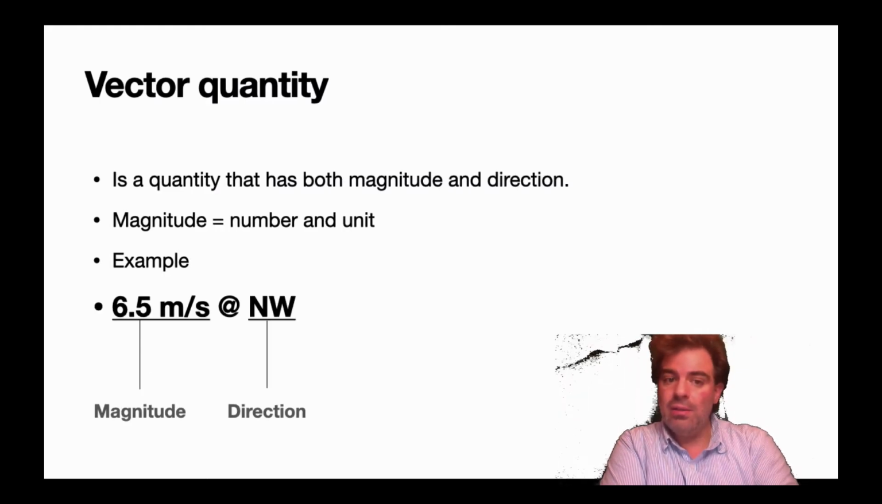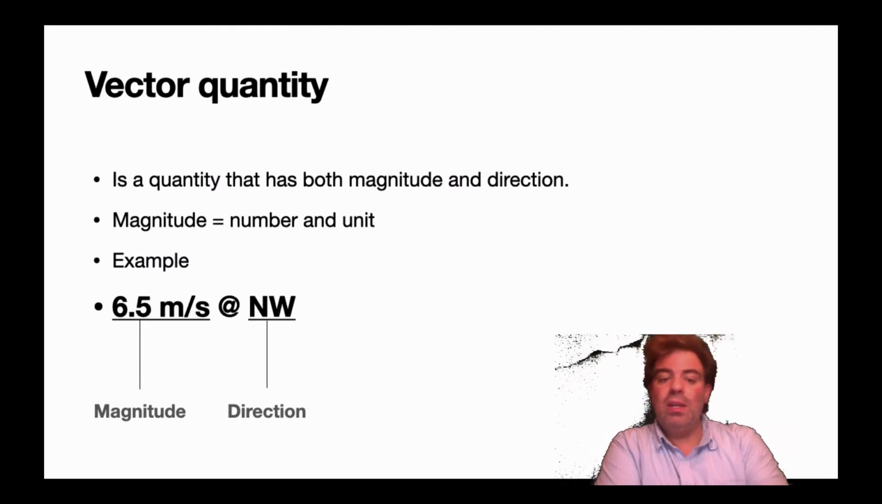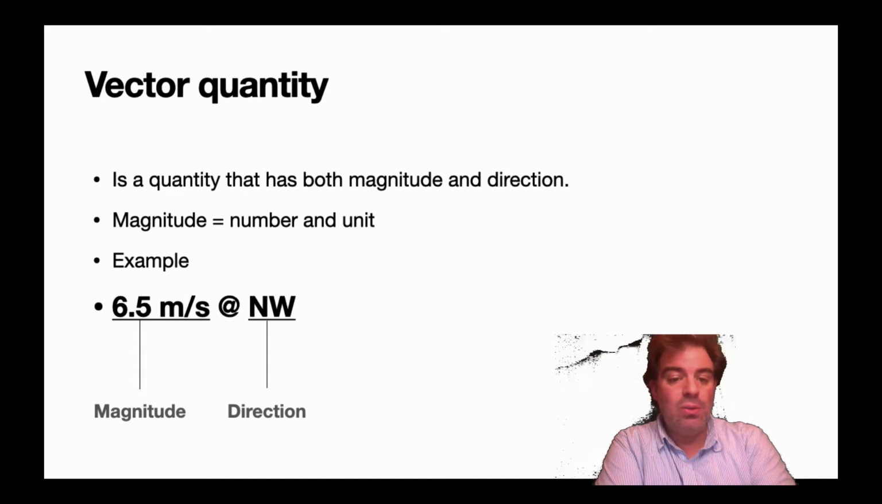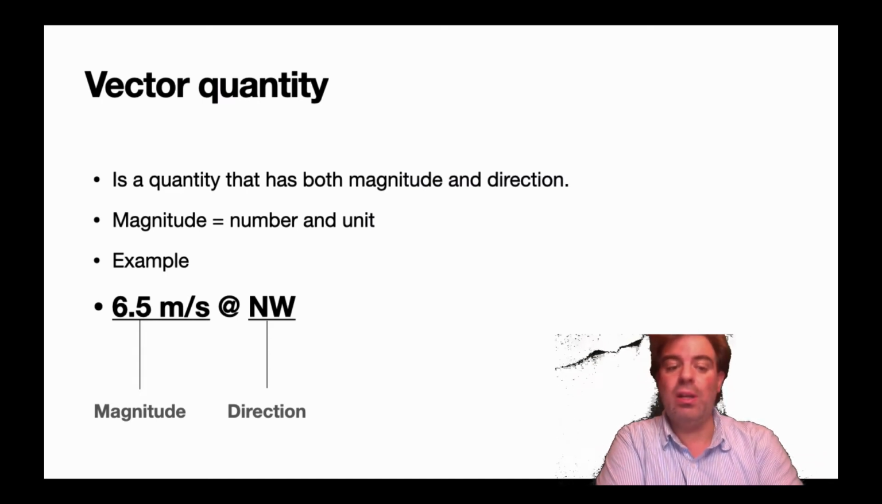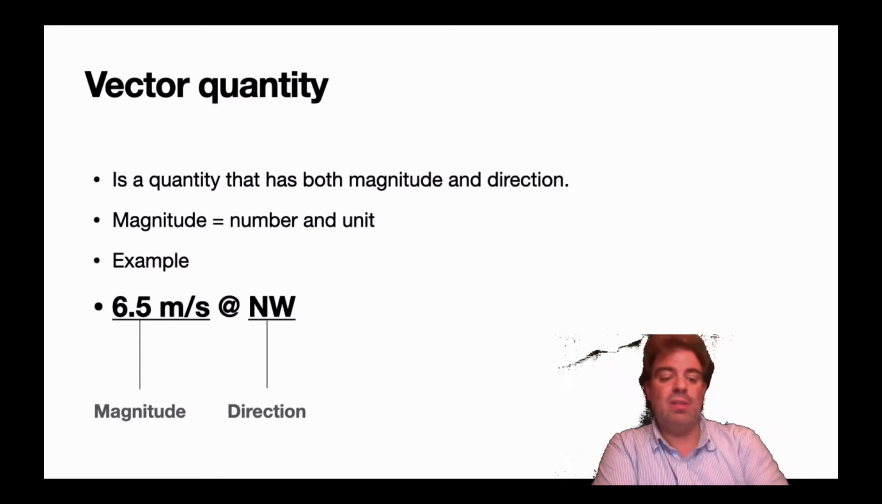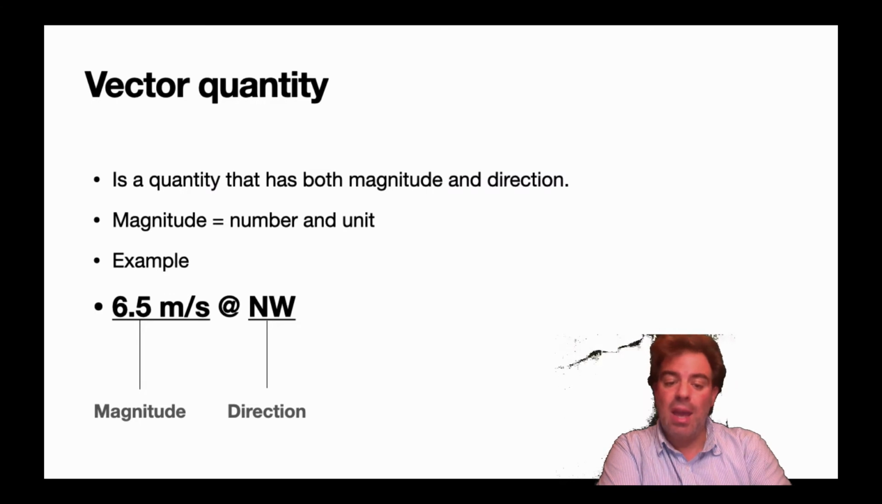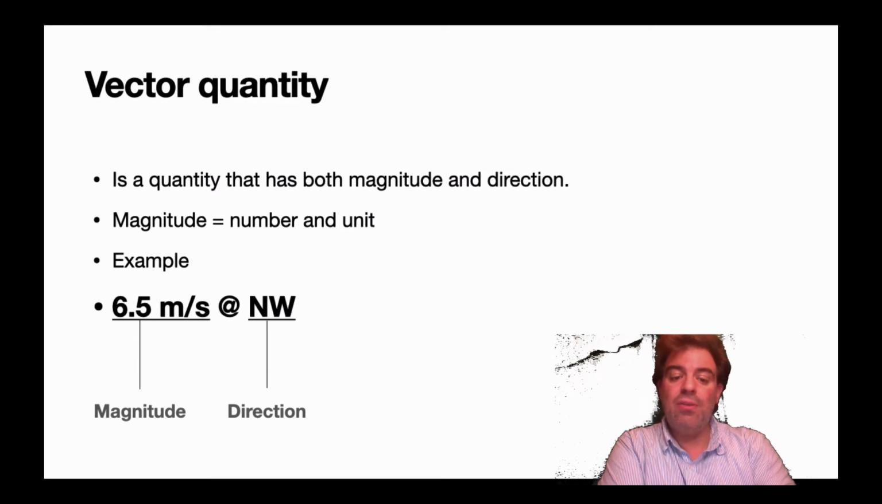On the other hand, a vector quantity is a quantity that has both magnitude and direction. Again, magnitude is number and unit, but now we also have a direction component as well. Look at the following example. It says 6.5 meters per second at northwest. So the magnitude is, as we said, the number and the unit, 6.5 and meters per second. And then northwest, that is a very general direction without giving any degrees.